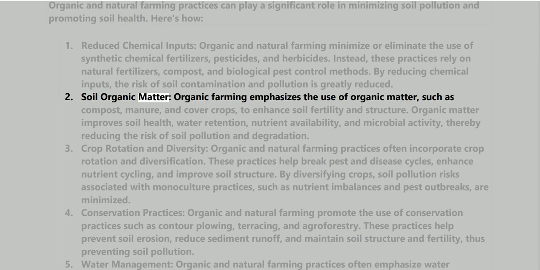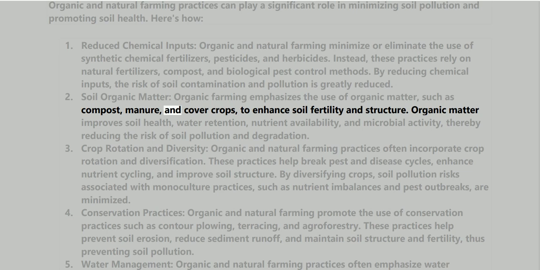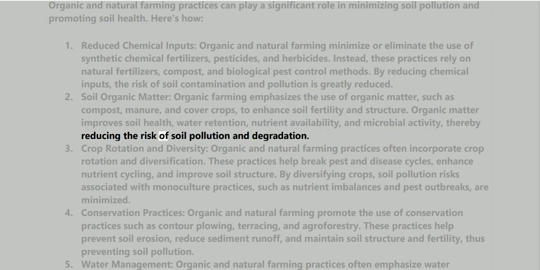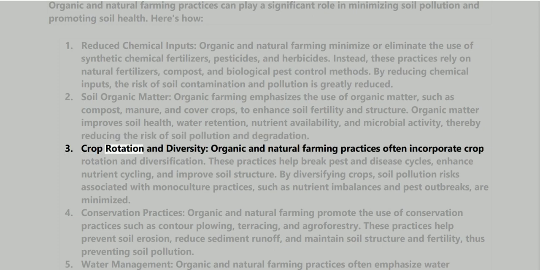2. Soil organic matter. Organic farming emphasizes the use of organic matter, such as compost, manure, and cover crops, to enhance soil fertility and structure. Organic matter improves soil health, water retention, nutrient availability, and microbial activity, thereby reducing the risk of soil pollution and degradation.